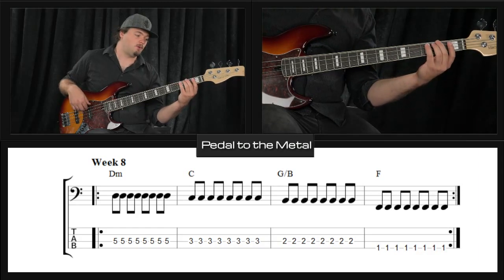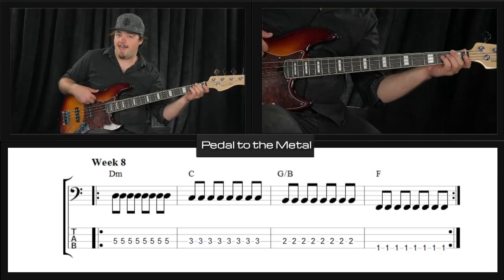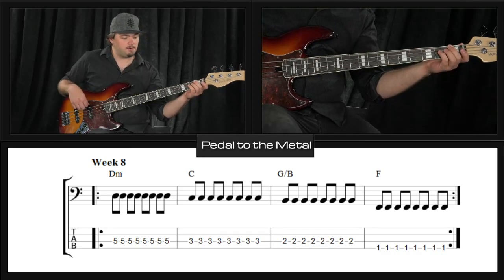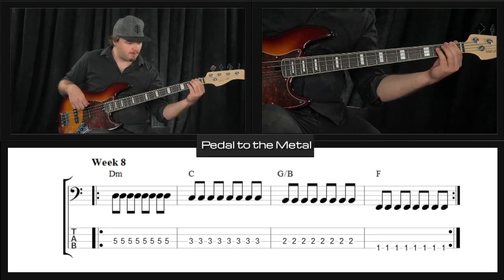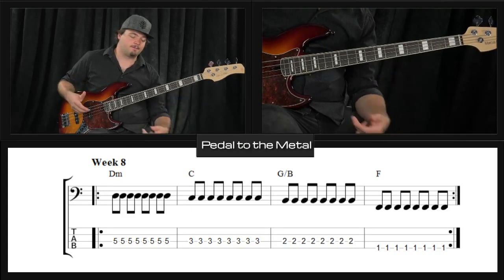And then we're going to jump down to our E string and our first fret, which is going to be an F note. 1, 2, 3, 4, 5, 6, 7, 8. And then we're going to move back up and start the whole thing over.